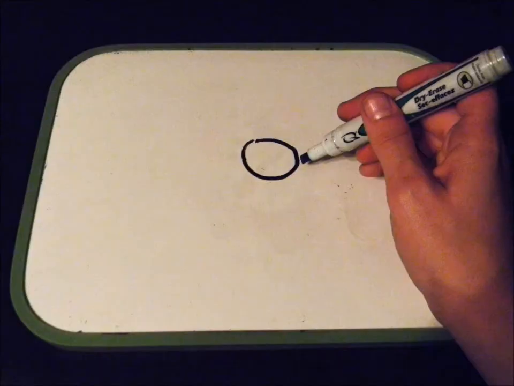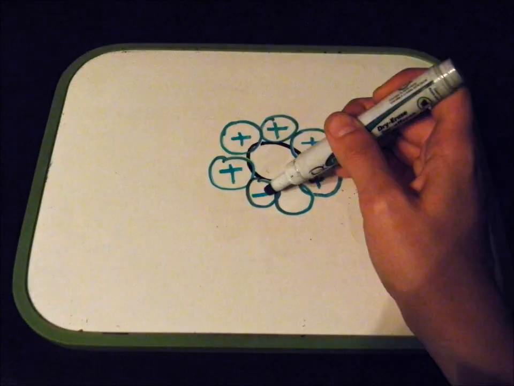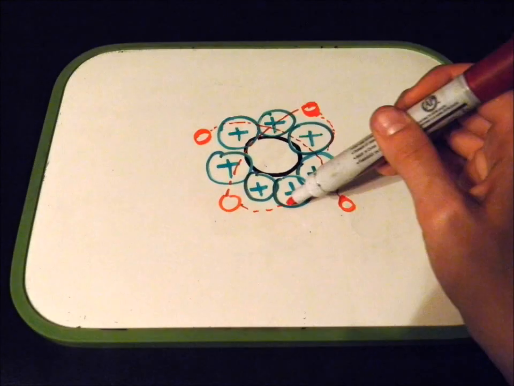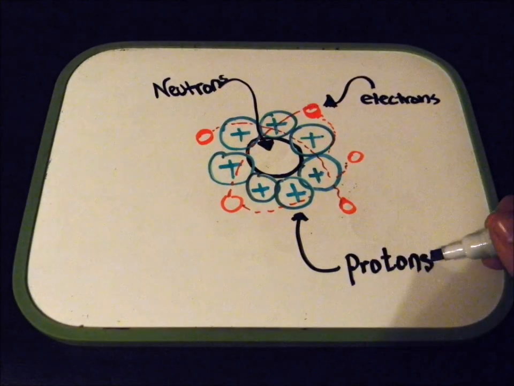To understand the atomic bomb, we must first understand the atom. The atom is composed of three main parts: neutrons, electrons, and protons. The neutrons and protons are located in the nucleus of the atom and hold the electrons in orbit.